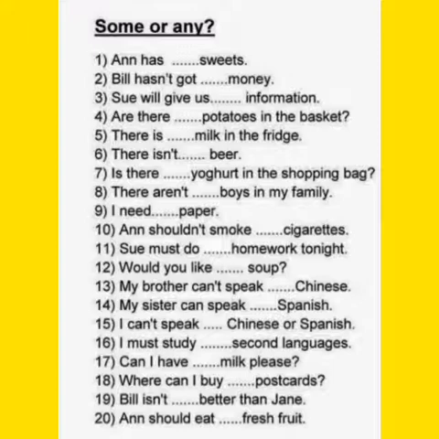I need dash paper. Anne shouldn't smoke dash cigarettes. Sue must do dash homework tonight. Would you like dash soup? My brother can't speak dash Chinese. My sister can speak dash Spanish. I can't speak dash Chinese or Spanish. I must study dash second languages.